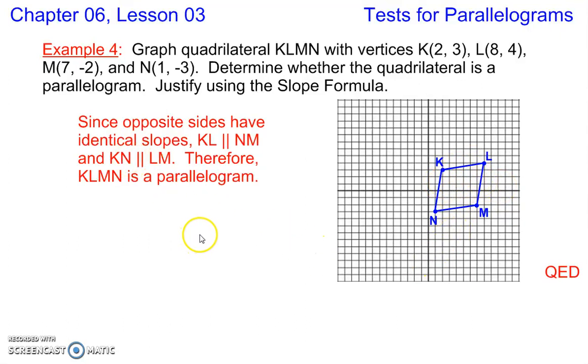Since the opposite sides have identical slopes, that means KL is parallel to NM, and LM is parallel to KN. So it is a parallelogram, and that is it for today.